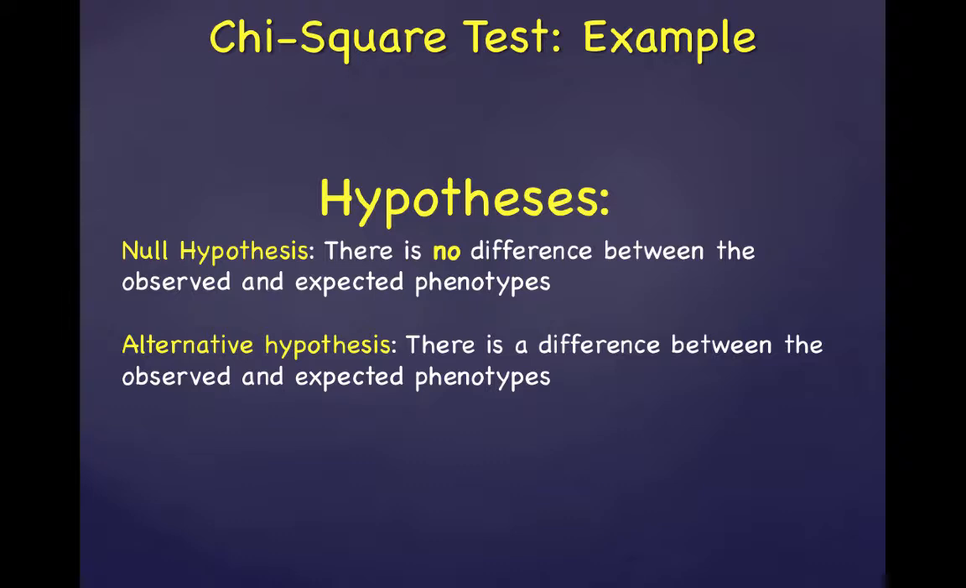So to test that, we actually have to form our hypotheses as the first step. So our null hypothesis states that there is no difference between the observed and the expected phenotypes for that flower example. And hypotheses always come in pairs. So the alternative hypothesis takes the opposite stance of the null hypothesis, and in this case, it states that there is a difference between the observed and the expected phenotypes in the white and purple flower example.